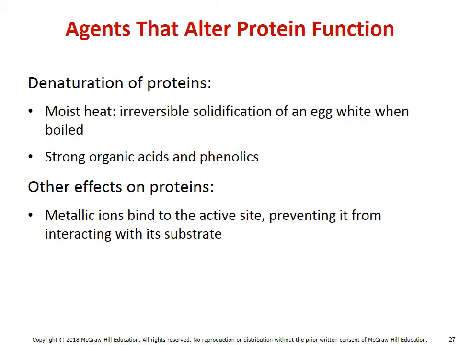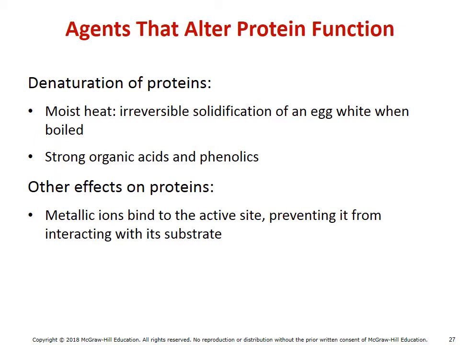So one of the things we can do to denature proteins is actually use heat. Heat is great to do this. Moist heat is actually much more effective because it penetrates more readily. So it ultimately causes basically the proteins to unfold and become functionless.